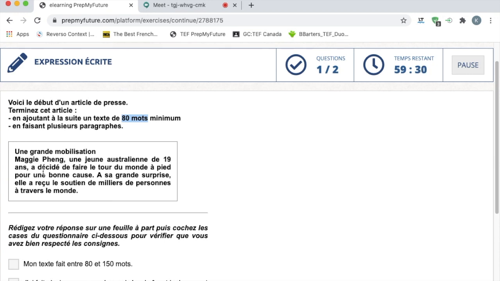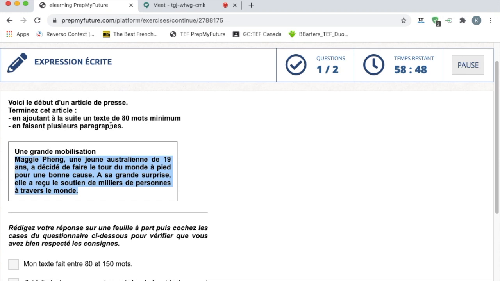For example, here: Maggie Feng, une jeune Australienne de 19 ans, a décidé de faire le tour du monde à pied pour une bonne cause. À sa grande surprise, elle a reçu le soutien de milliers de personnes à travers le monde. So you kind of understood it. This is an easy one, but there are pretty tricky ones in the exam. This girl did a world tour. À pied means on foot, and to her surprise, she received a lot of support. Now you have to complete this story by adding at least 80 words extra.